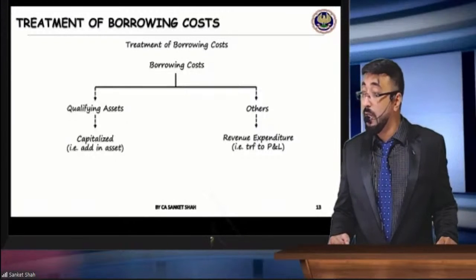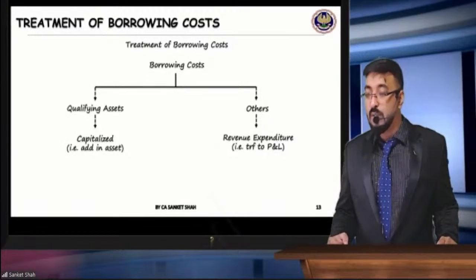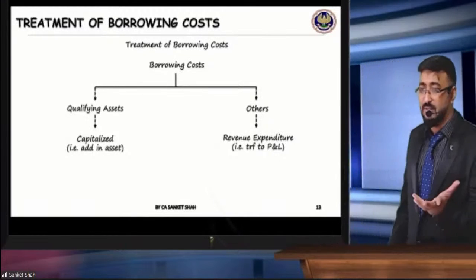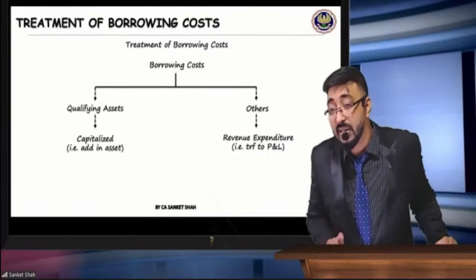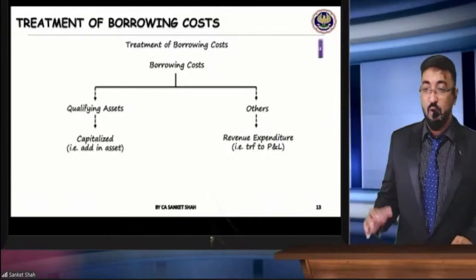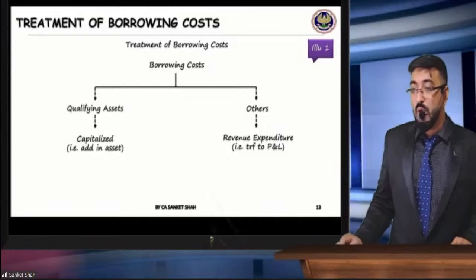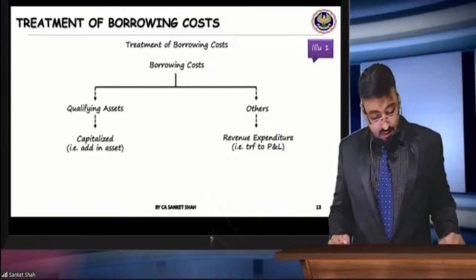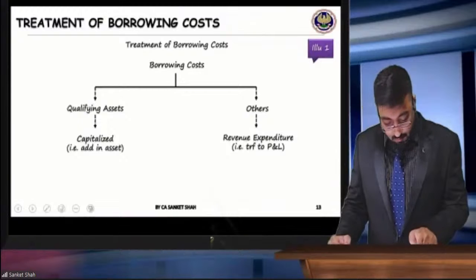Have written treatment of borrowing costs. So we have completed concept number 4, and this is very important. On a qualifying asset, the interest will be capitalized, and on other assets, it is transferred to the profit and loss account. It's very simple. Now we have to solve one small illustration, which is number 1. So come to illustration number 1.